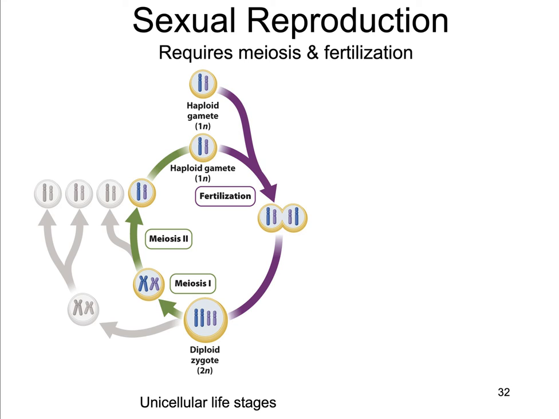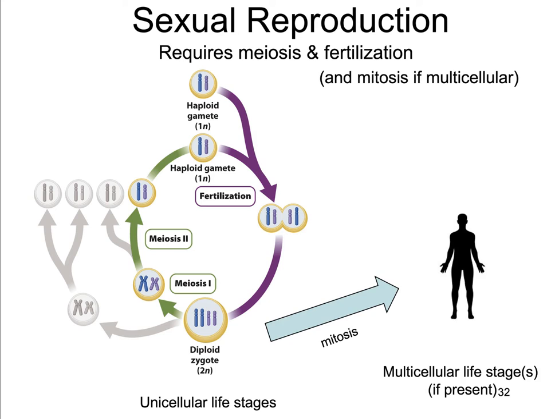Now, the other thing that I want to drive home about sexual reproduction is that, yes, meiosis and fertilization have to occur for sexual reproduction to occur, but if you're a multicellular organism, mitosis also occurs simply to produce this multicellular life stage. So this diploid zygote stage is going to go through mitosis to produce all the multiple cells that make up this multicellular life stage.